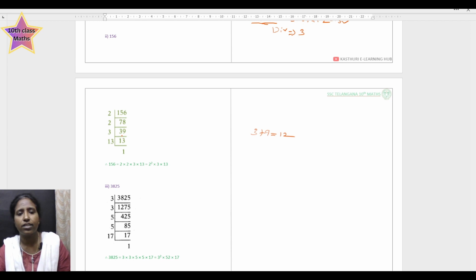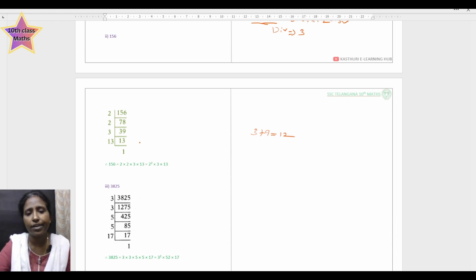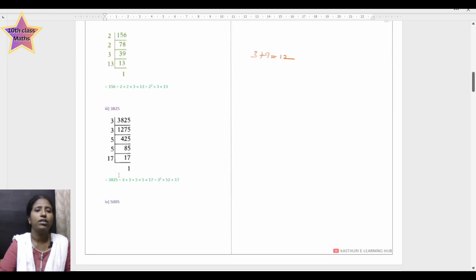Okay, 3 13s are 39. 13, you know, as such it is a prime number. It's not divisible by any other number. So you can write it as 156 equal to 2 into 2 into 3 into 13. So how many 2's are there? 2 2's are there. So 2 square into 3 into 13. Okay, right. We move on to the next one.